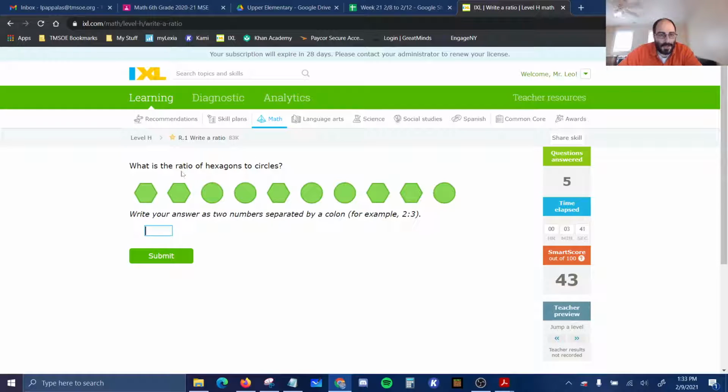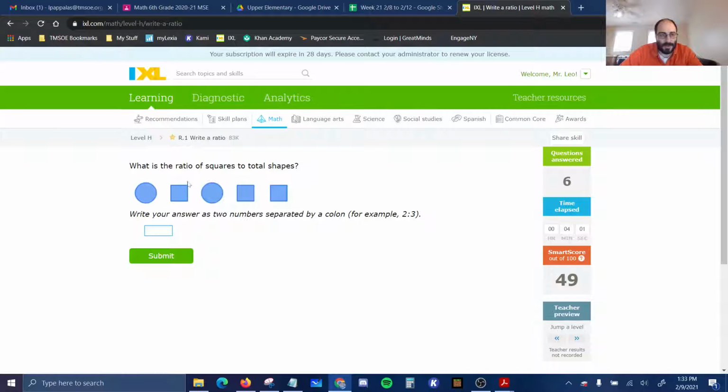Now here we go. What is the ratio of hexagons to circles? Start with hexagons. 1, 2, 3, 4, 5. 5. 2 is a colon. Circles. 1, 2, 3, 4, 5. 5 to 5. That's how you say that.